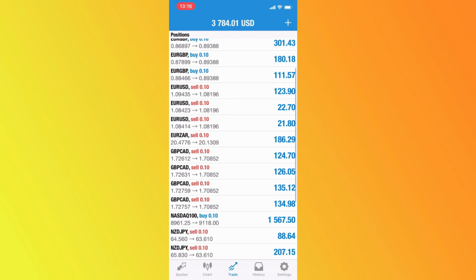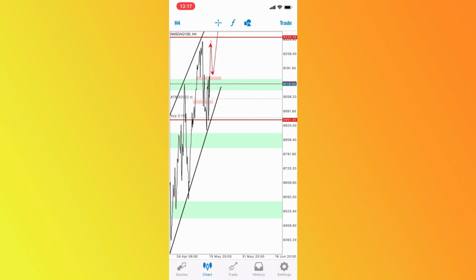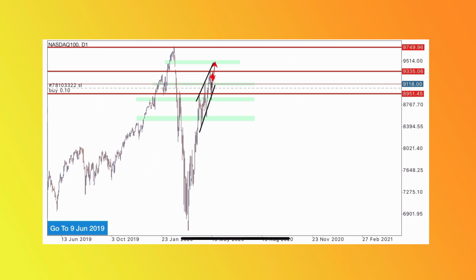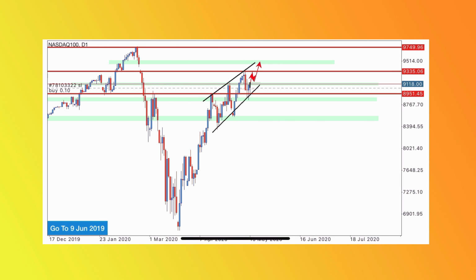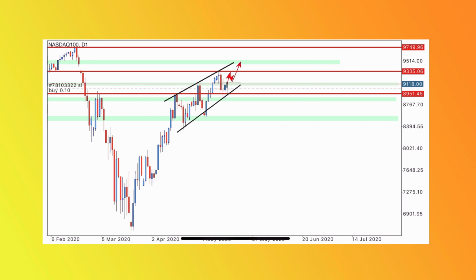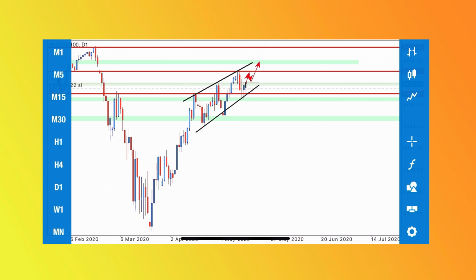So now we are going to cover Nasdaq, and yes, we are still looking for buying opportunities. A more detailed update analysis for Nasdaq is still coming on our FSGO channel. So currently we are in a bullish trend, and we are going to switch to line charts to be able to easily identify our key market structures.